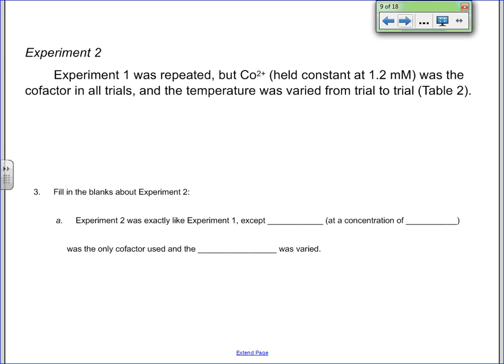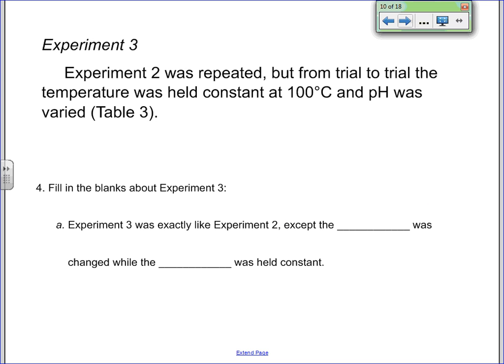What about experiment 2? Experiment 2 is exactly like experiment 1, except blank at a concentration of blank was the only cofactor used. So what cofactor was used? CO2+. At a concentration of what? 1.2 millimolar. 1.2 millimolar was the only cofactor, and the what was varied in this case? Temperature was varied, right?